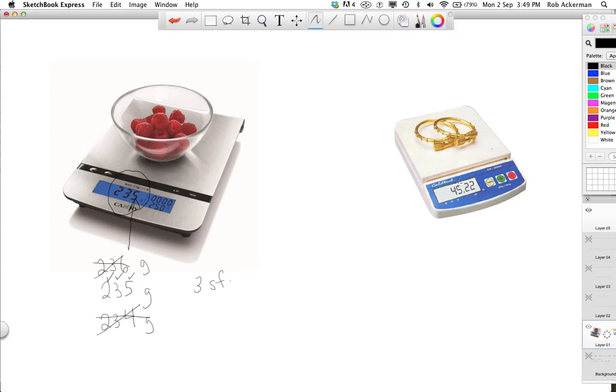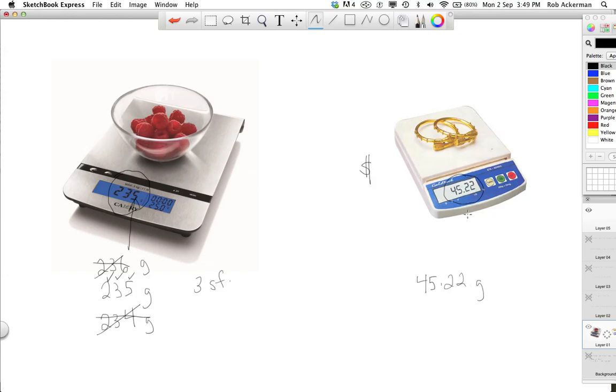Here's another example. You take some, I don't know if these are earrings or what, maybe a little bracelet or something, and you put it on a scale, and this is the number you get, 45.22 grams. Now this scale here reads to the nearest hundredth of a gram, whereas this one only reads to the nearest single gram. Now I got to tell you, you're probably going to pay a lot more money for a scale that has this level of precision, so that's one difference. It's also a lot more sensitive than this one over here, and so they have different uses.